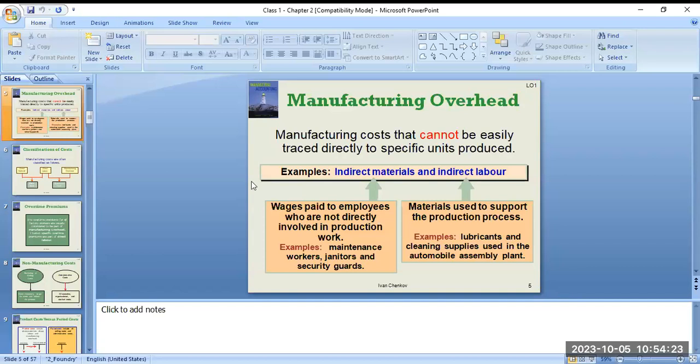Indirect material will be some small parts here and there, lubricants, cleaning supplies, anything like that. Indirect labor will be cleaning services, security services, anything related to the product but not directly, easily traceable to the product. That will be part of our manufacturing overhead. So remember, product costs have 3 components: direct material, direct labor, manufacturing overhead. Remember it because we're going to need this once we start pricing our product.